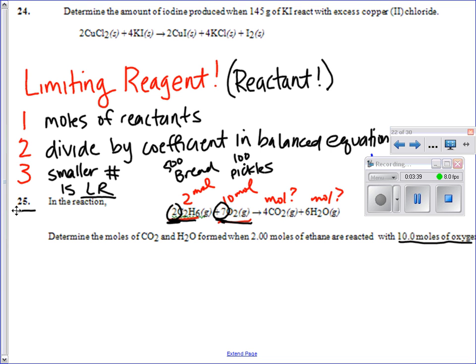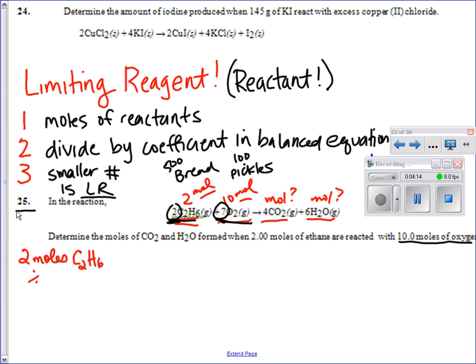And now we'll do this in chemical terms. Here it says determine the moles of CO2 and H2O when 2 moles of ethane are reacted with 10 moles of oxygen. All right, so in order to do this, the first step is to find the limiting reagent. Once I do that, I can do stoichiometry to find moles of my products. So let's start with the ethane. Moles of reactants, number 1, done. Then I take my moles of each reactant and divide by the coefficient in the balanced equation.